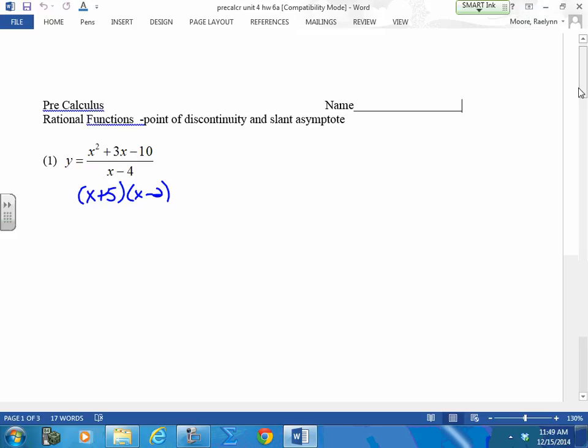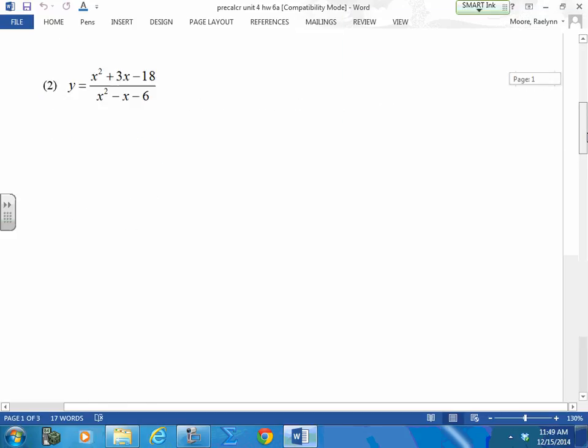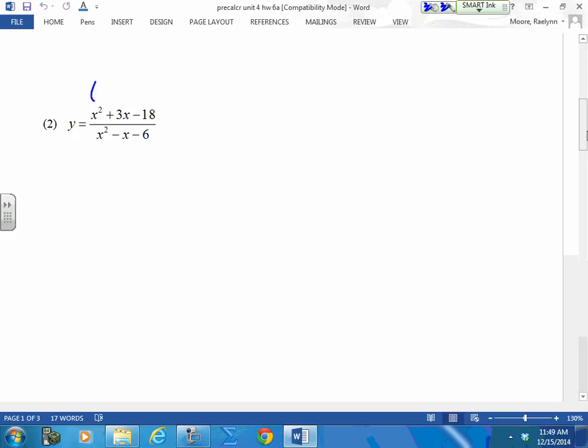Any other things you want to quick take a look at? Don't forget, if you can factor, there's a point of discontinuity. What would the factors be for this? And this? So what does that tell us? What do we have in this? Point of discontinuities. Okay, you have a point of discontinuity here. All right?